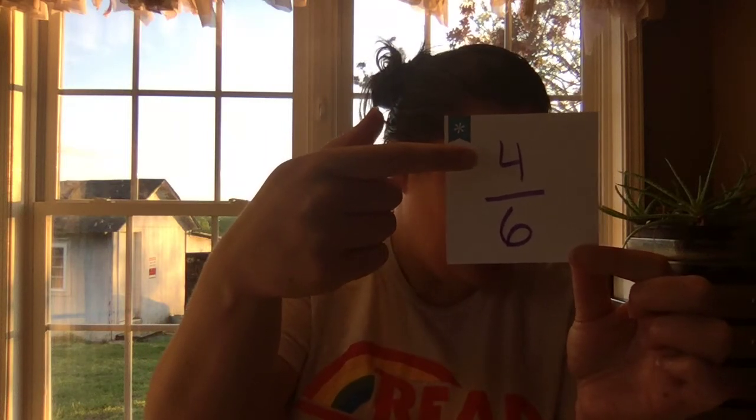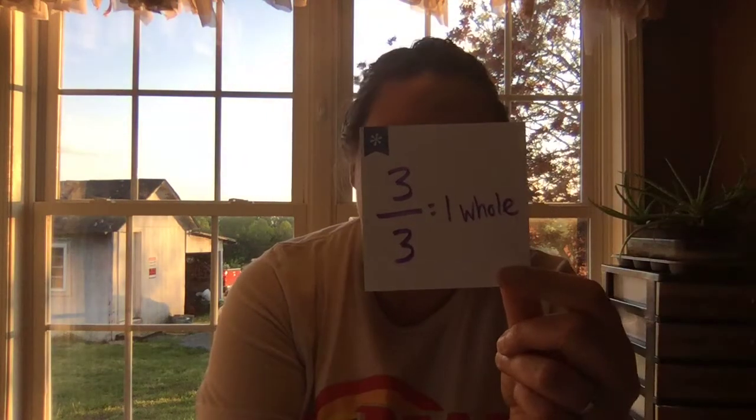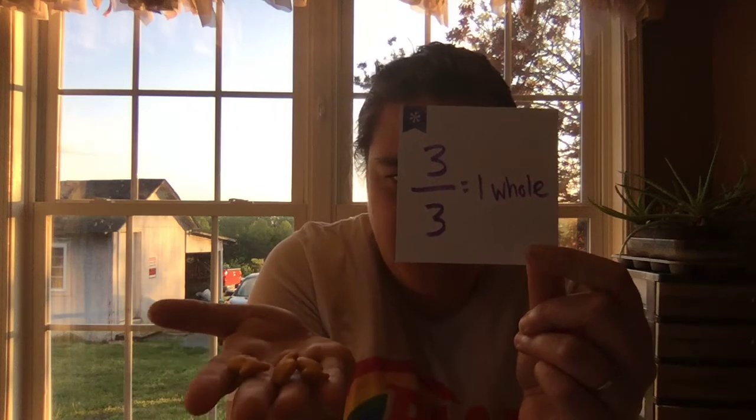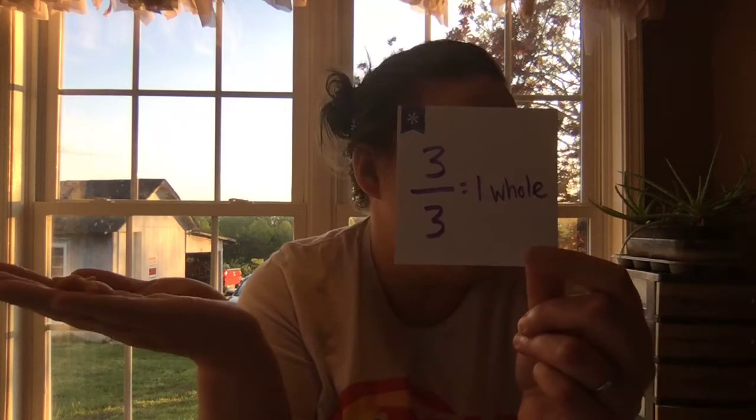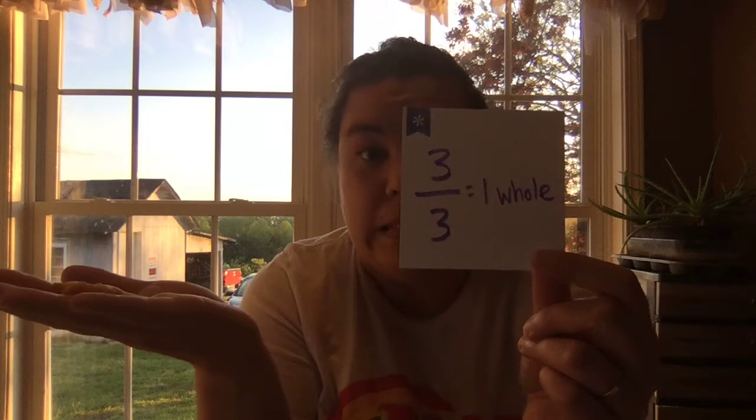Your bottom number, your denominator, tells you how many you had in all. The top number is your numerator. That tells how much is shaded or how much you ate or what you're working with, whatever it is. If the numbers are the same in a fraction, congratulations, you have a whole. Look at this. I had 3 goldfish crackers. I'm holding 3 out of 3 of them. What does that mean? That means I'm eating all of the goldfish crackers.